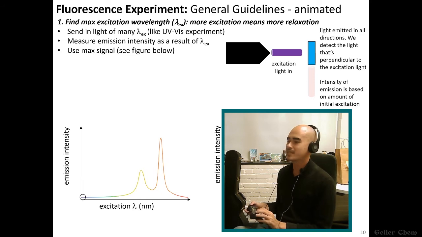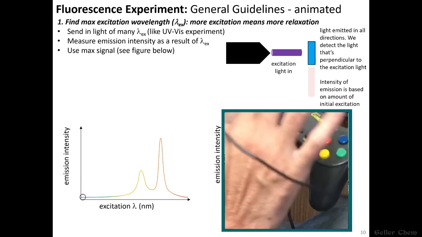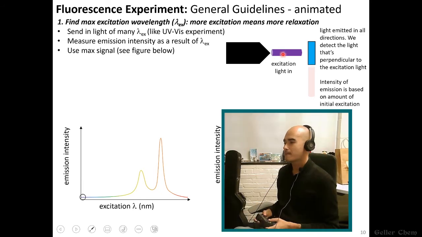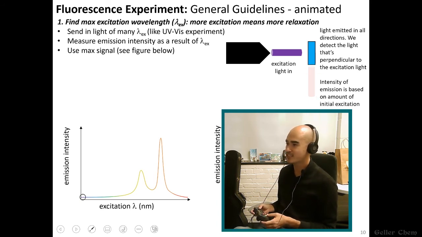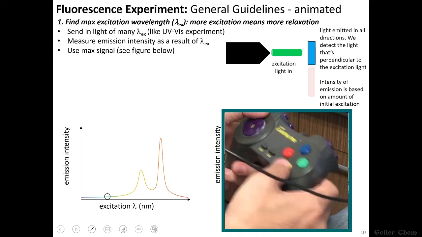So let's start by shining in some purple light. Exciting. And we can see that according to our spectrum, there's no light being emitted as a consequence, and that's also depicted in our picture up here. So let's just keep shining in some wavelengths. Let's go to blue light. And still nothing. Let's go to green light. And still nothing. Let's go to yellow light.